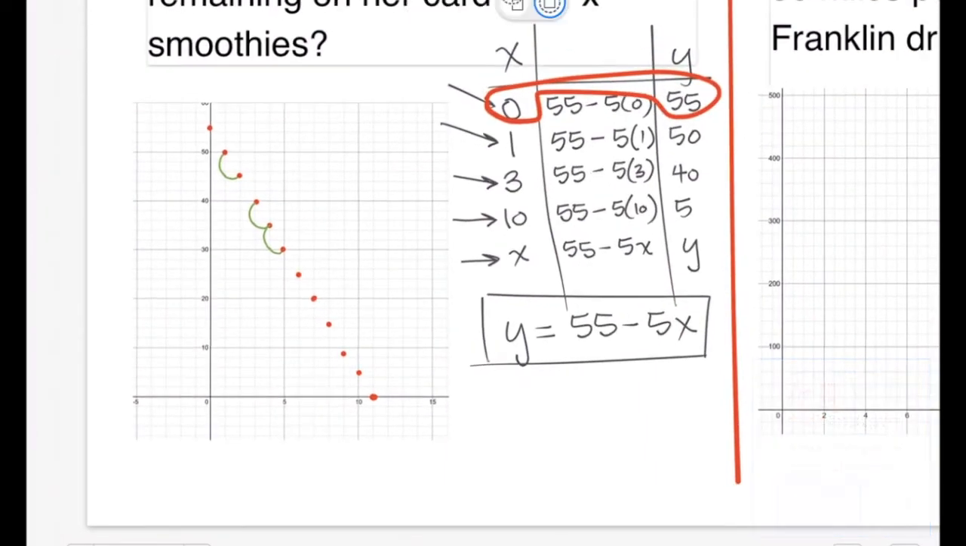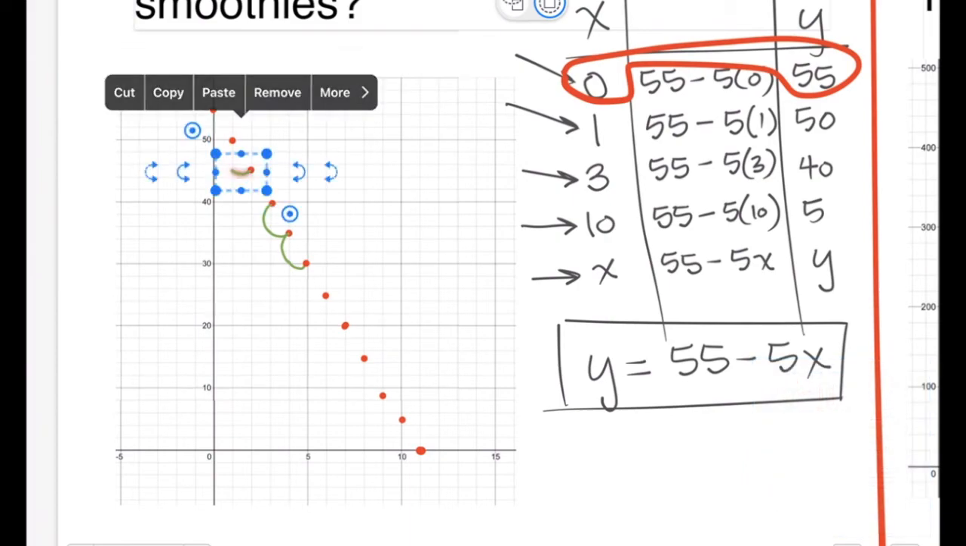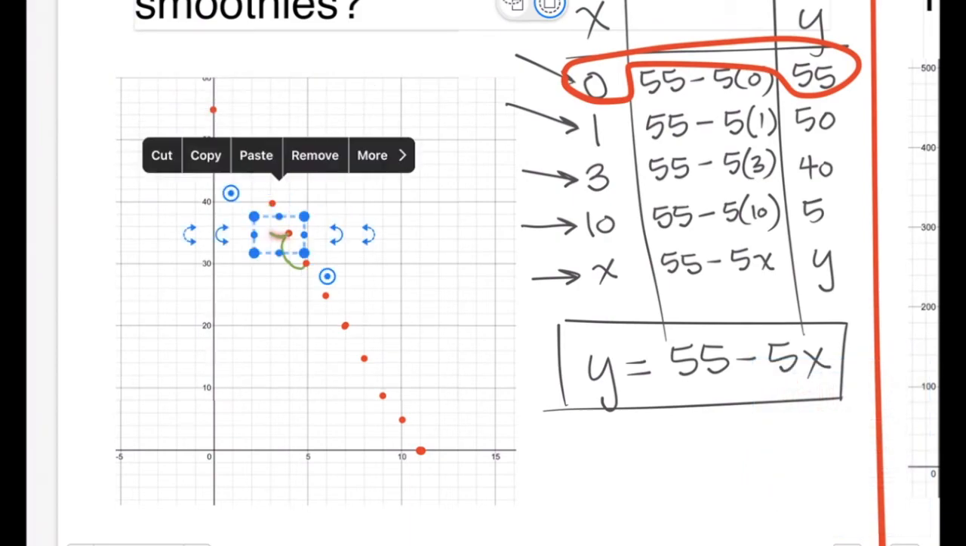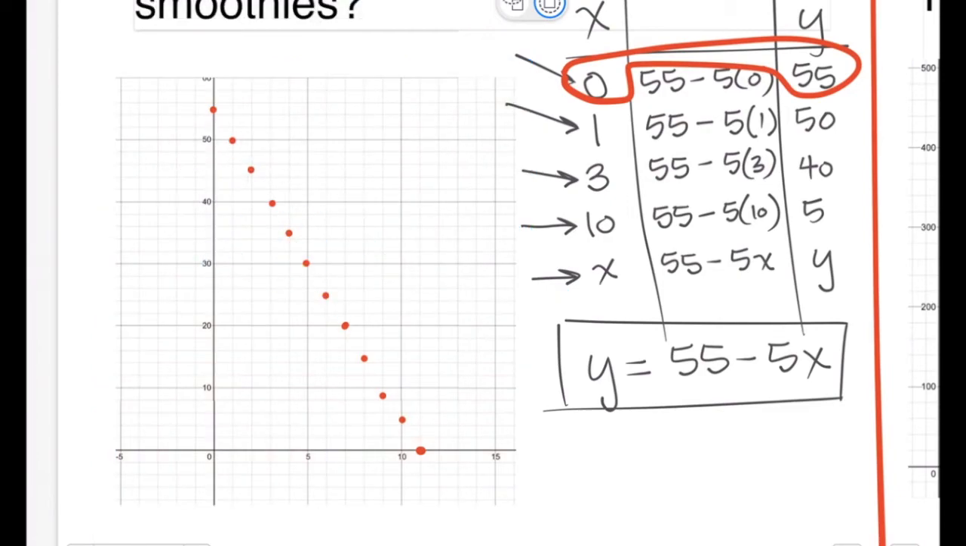So let's talk about this graph. First, it's a function. Why is it a function? Well, you can say it a lot of different ways. You can say that for any number of drinks or smoothies she buys, there's only one possibility for how much money she has left on her card.